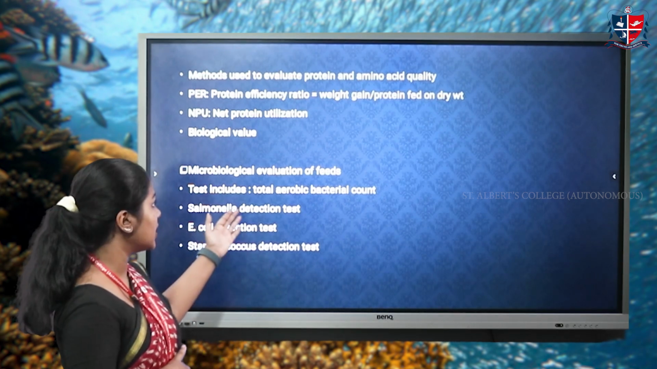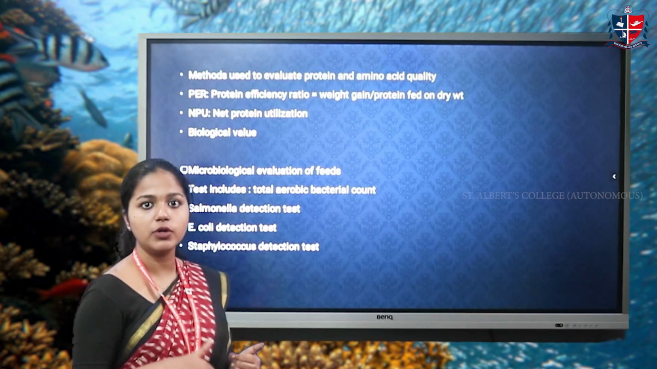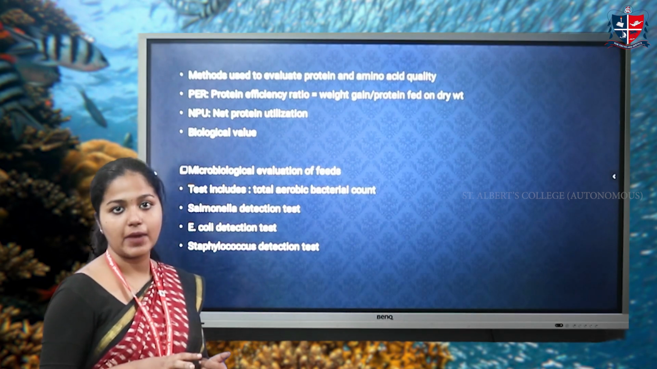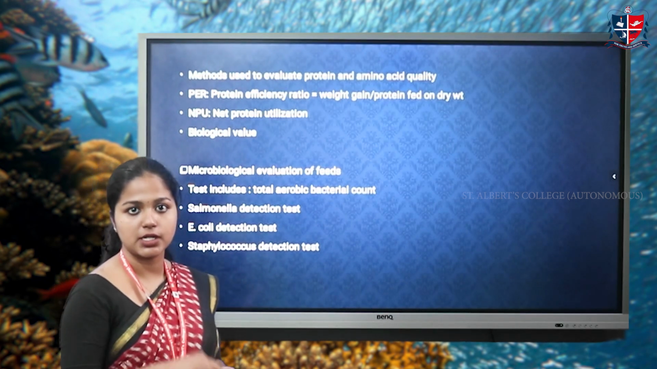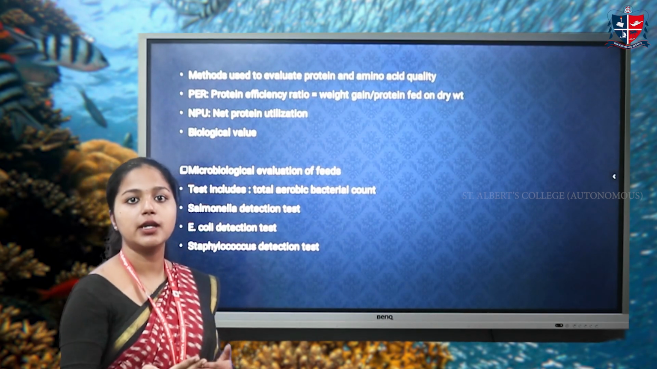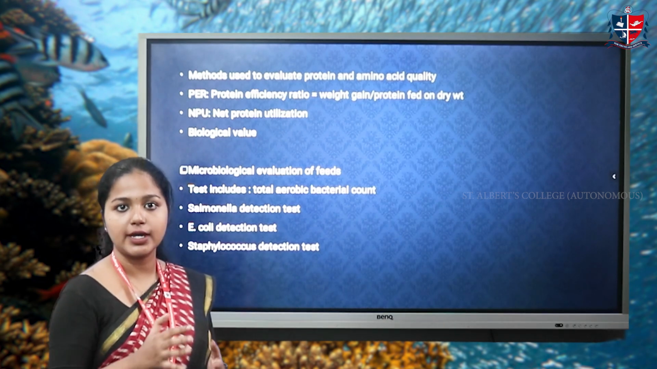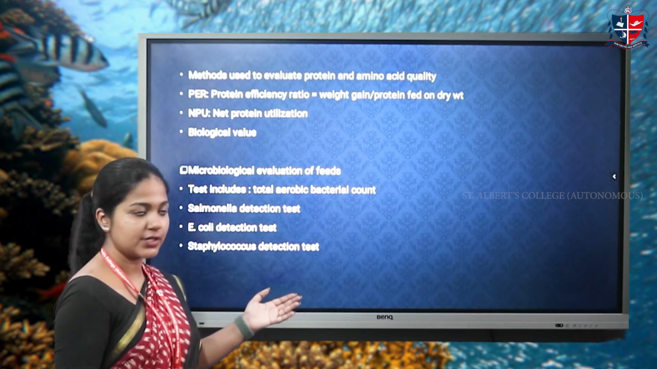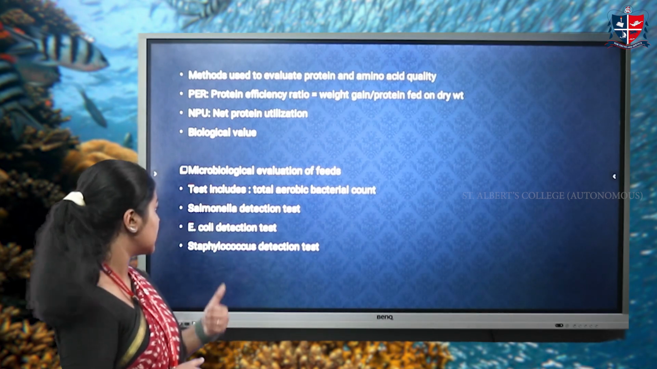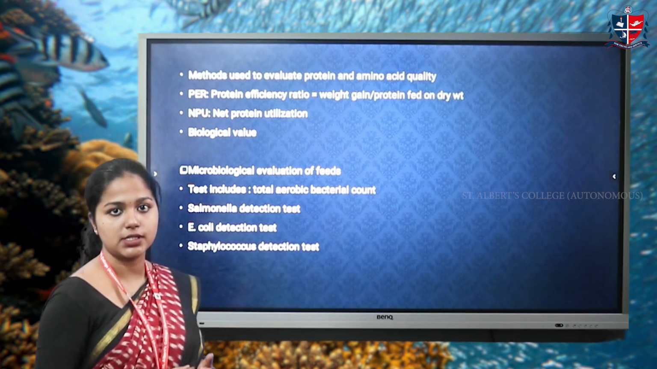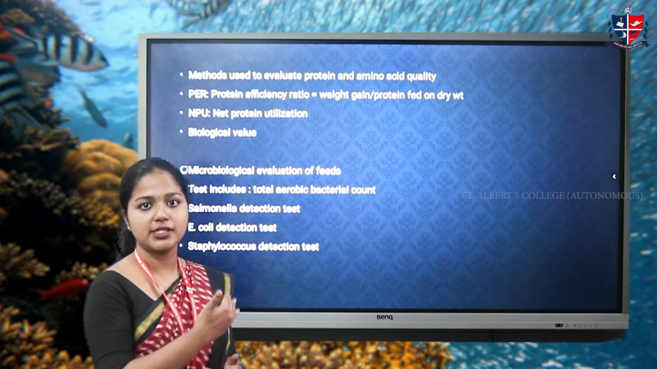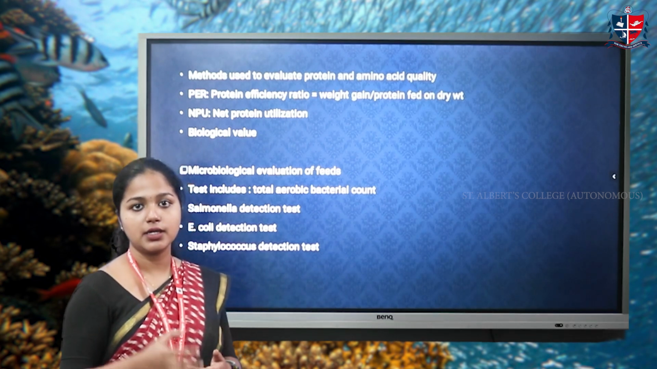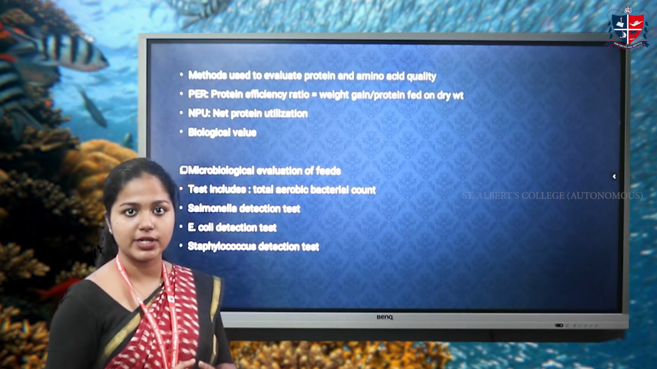So we will look for the total aerobic bacterial count, which includes the count of all aerobic bacteria present in a particular feed, and if it exceeds the limit, then we will avoid that feed or prevent that feed from sale. And next one is the Salmonella detection test, then the E. coli detection test, as well as the Staphylococcus detection test. So these are the main detection tests for bacteria in a feed which is used in the aquaculture industry.